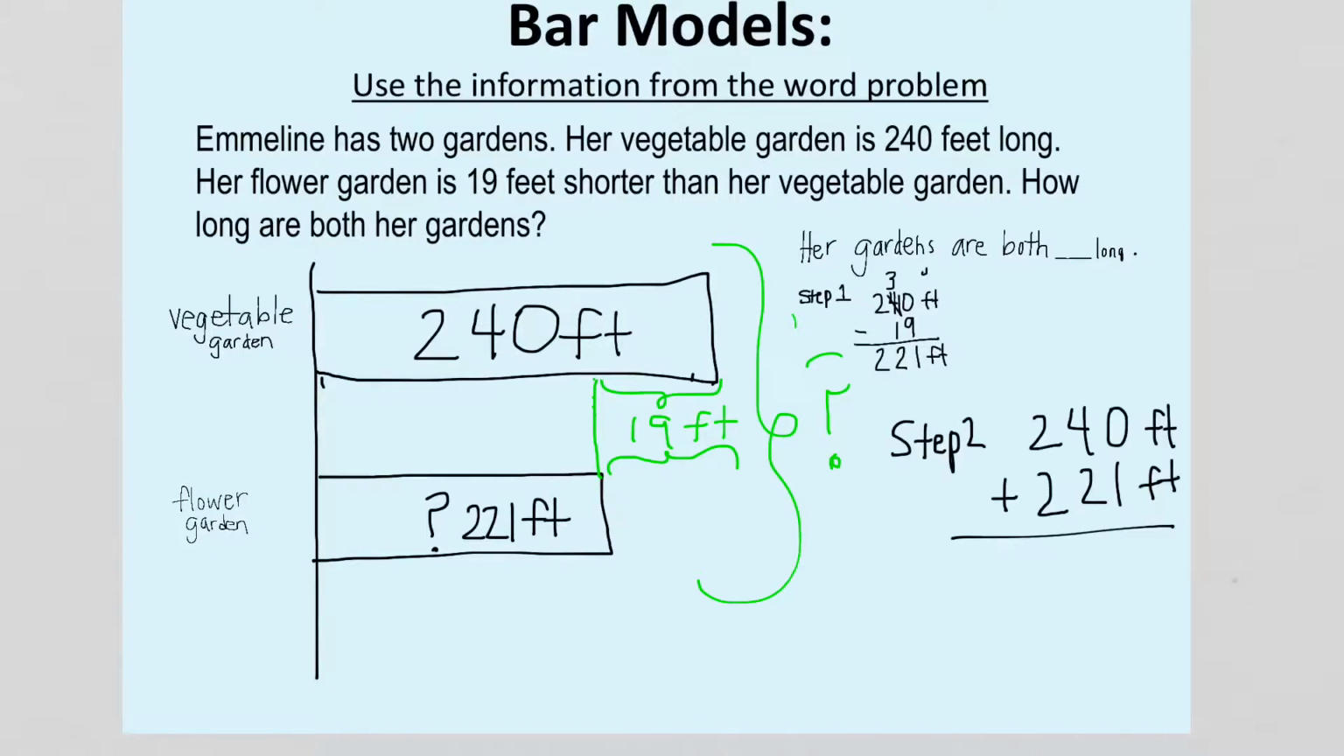Great job. You knew that it was going to be addition because we were combining the vegetable garden and the flower garden to get the total of both gardens. So you just need to add those together. Pause the video and do that now.